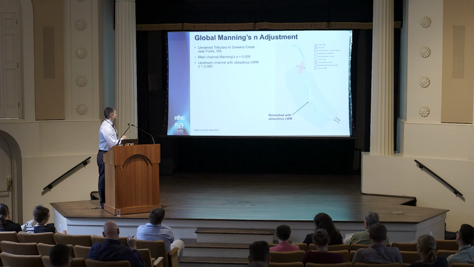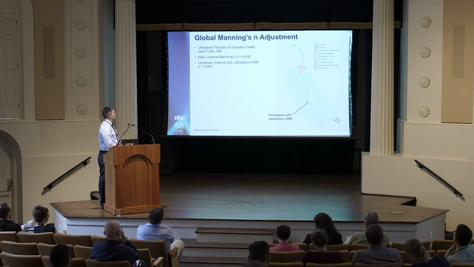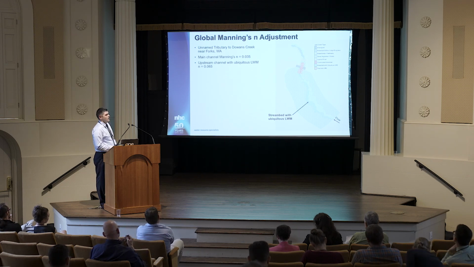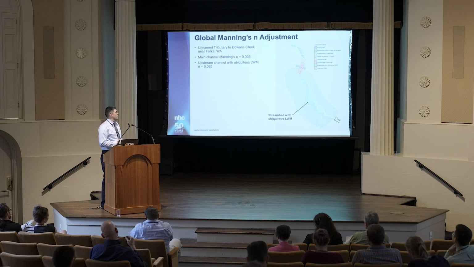So in this case, we chose to bump up the Manning's n in this upstream reach of the creek. This is the light blue color here. So we bumped it up by 0.03 based on the Jochum recommendation.